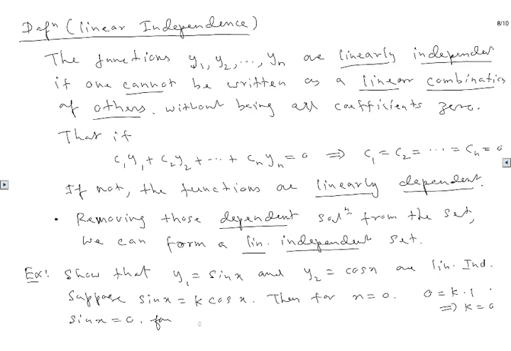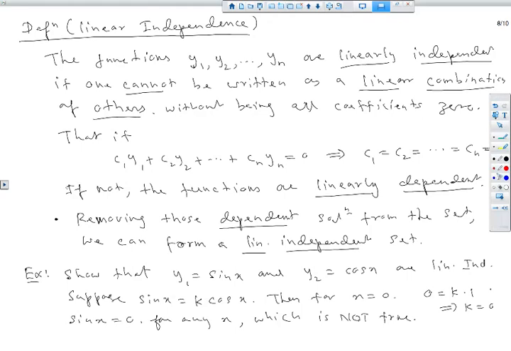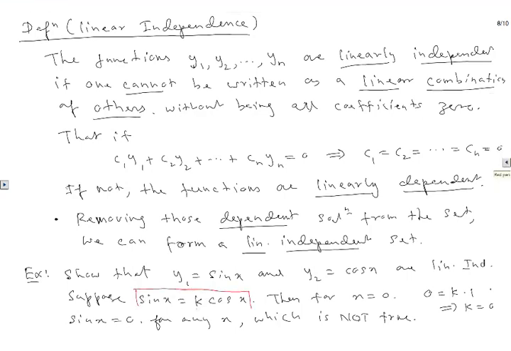Here we assumed that k is a fixed number, so you can write one function as a fixed multiple of the other one. So k is a fixed number, but this has to be true for any x. But if you plug in x equals 0, you see that k equals 0. When you put k equals 0 and go back to the original equation, it says that sine x equals 0 for any x, which is not possible. It is not true. So you cannot say that they are linearly dependent, because if you say linearly dependent, this has to be true, but we proved that this cannot be the case.